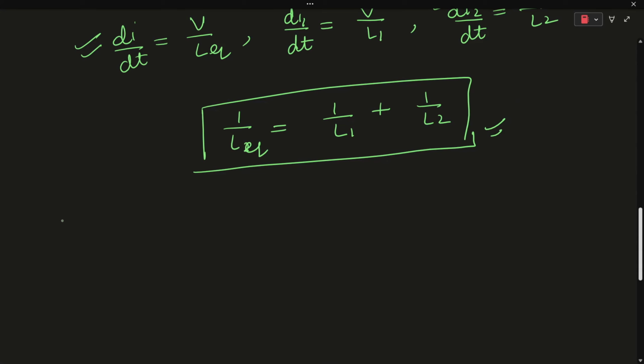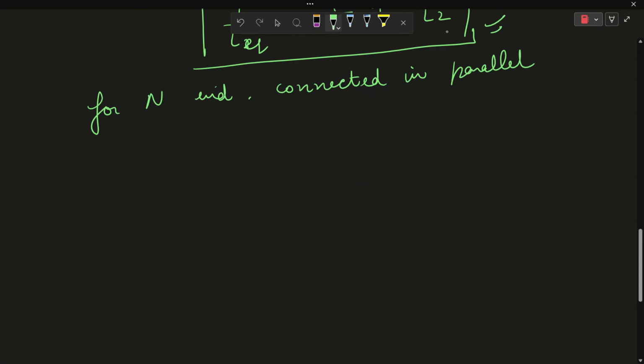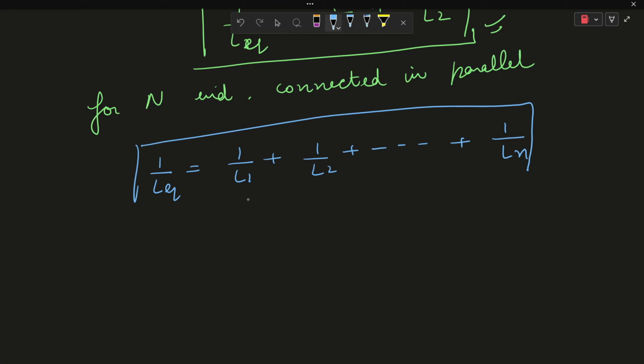So for n inductors connected in parallel, the total inductance will be given by 1 upon L equivalent equal to 1 upon L1 plus 1 upon L2 plus so on plus 1 by Ln. I hope it is clear how we are approaching this expression.